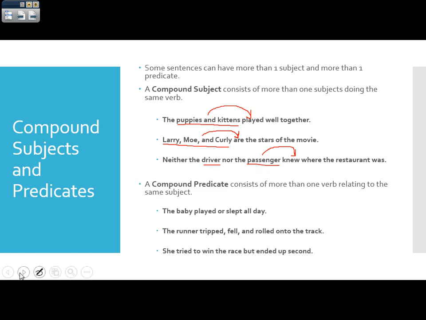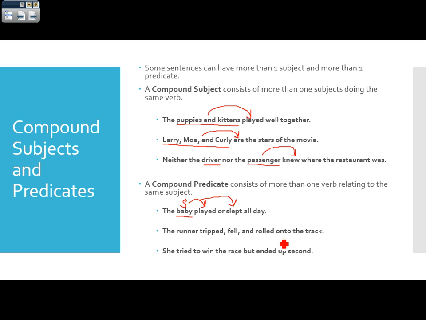You can have compound predicates as well, where you have more than one verb relating to the same subject. So the baby played or slept all day. So what's your subject? Who or what is doing something in this sentence? Baby. So that's your subject. What did the baby do? It played and slept. So those are your two predicates. So that's a compound predicate.